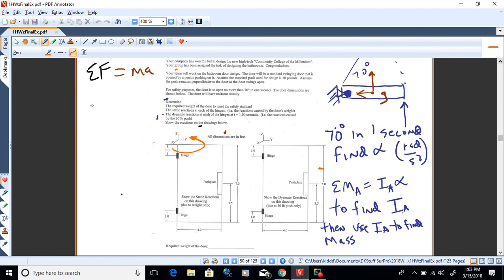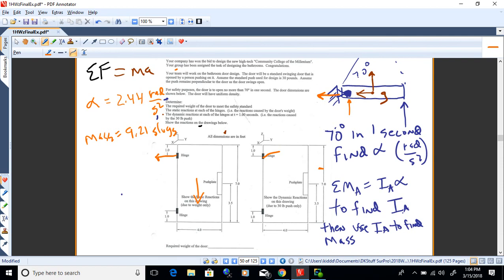All right, so you should have got alpha equals 2.44 radians per second squared. The mass then is 9.21 slugs. So that's what we got there. And then you want to find those reactions. You get two sets of reactions. You're going to get one set basically like that, and then the other set will be here, which is more of a statics type reaction.